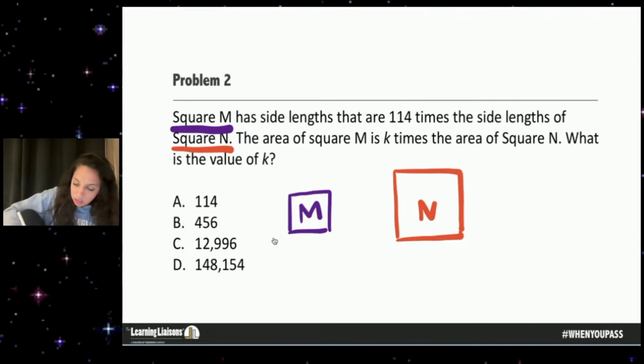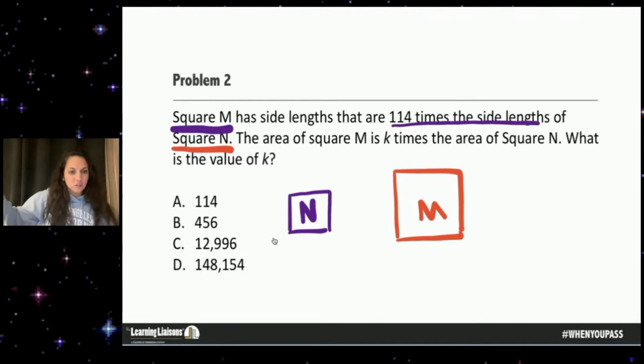So this is actually going to be square M, and this is going to be square N, because when we read it, it says square M has side lengths that are 114 times the side lengths of square N, which means it's that much more. So square M is going to be bigger.